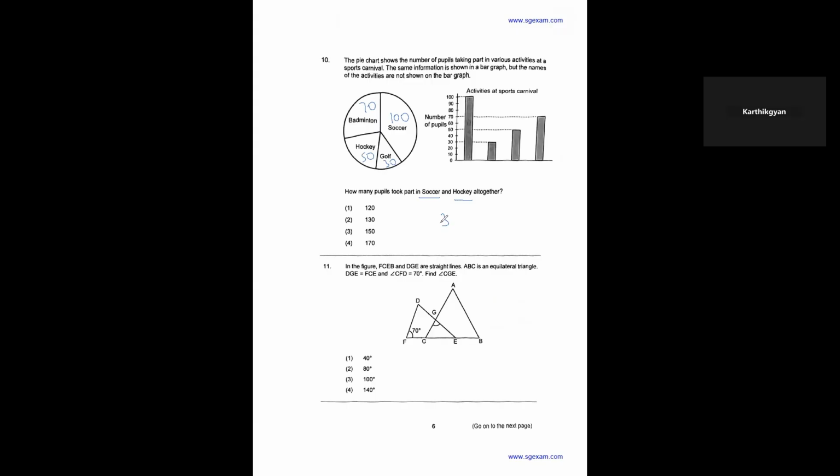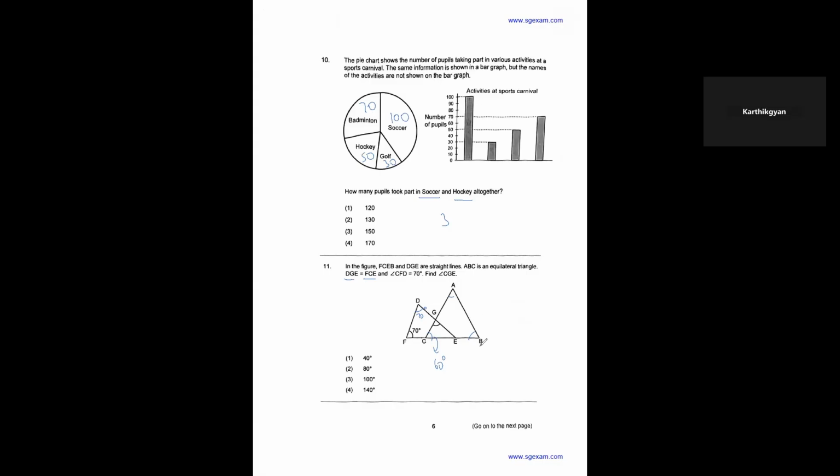Question 11. In the figure, FCEB and DGE are straight lines. Now, ABC is an equilateral triangle, so it means all the angles here are 60 degrees. So it's 60, 60, and this angle here should also be 60 degrees. Put that in. Next, DGE equals FCE. So let's observe DGE. This is not an angle, this is a line. This line and FCE are equal, meaning this is an isosceles triangle. So this 70 degrees, they should also be 70 degrees.